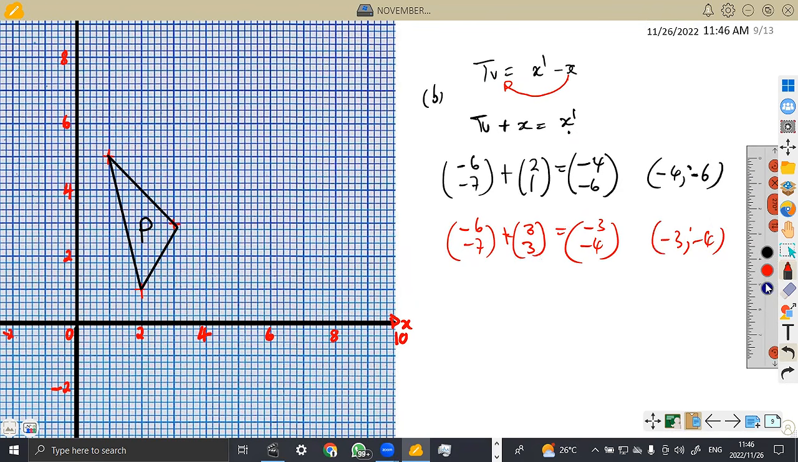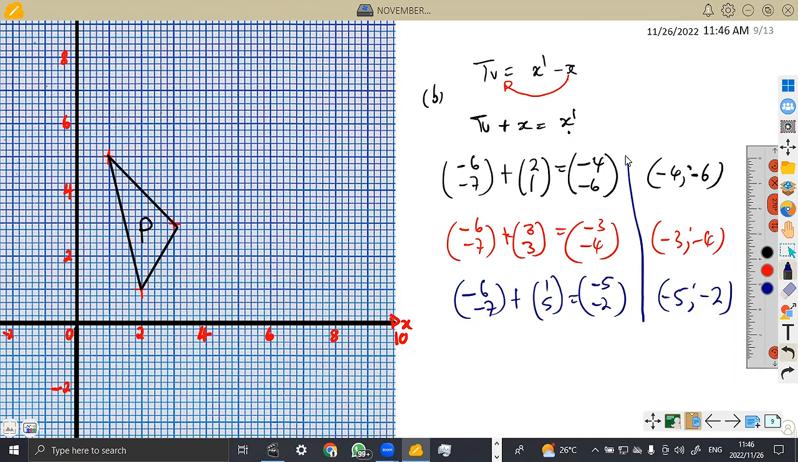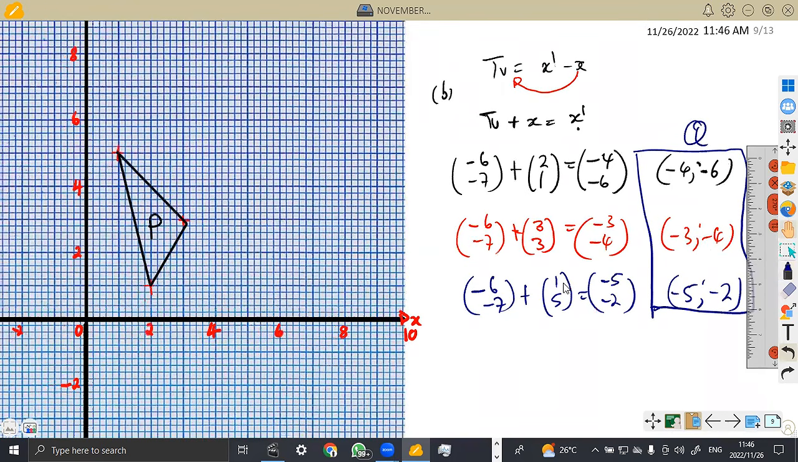All right, we move on to the other point. Still, the translation vector does not change, plus the last point, which was (1, 5). So you add, which is going to be negative 6 plus 1, which is negative 5, and negative 7 plus 5, which is negative 2. So that's the point (-5, -2). So these are the points that we are going to mark. Then we draw the triangle. We name that triangle Q. So that was the concept, guys.